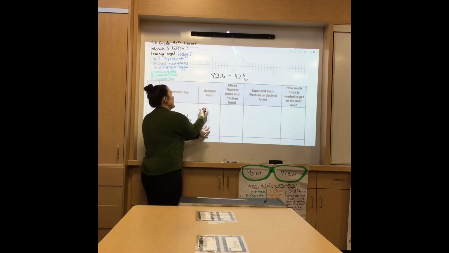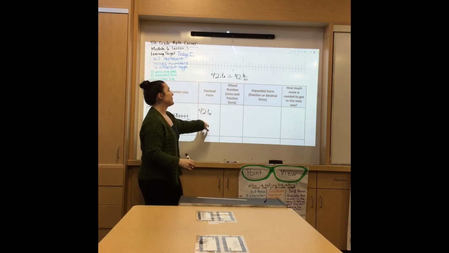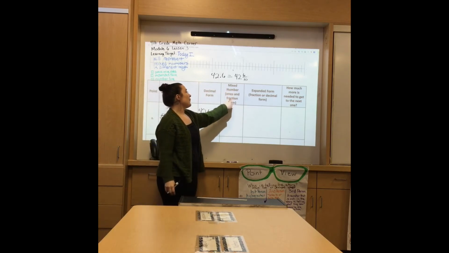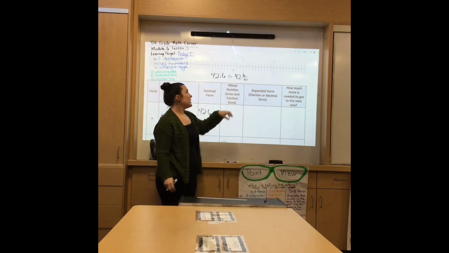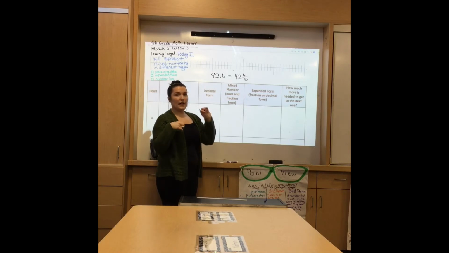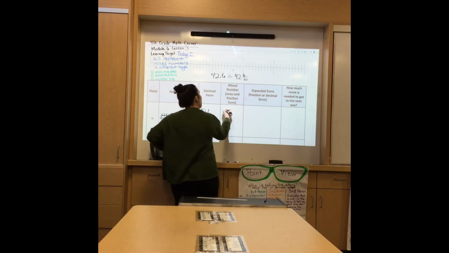We're going to put our decimal form up here. So it's 42.6, because this is our decimal form. So this is mixed number, one and fraction form. So this is literally just the whole number and the fraction together. So it's 42 6/10.